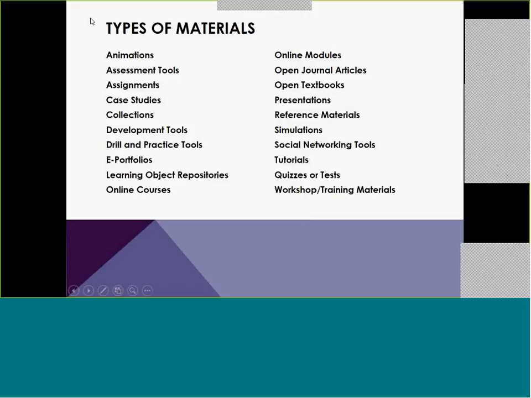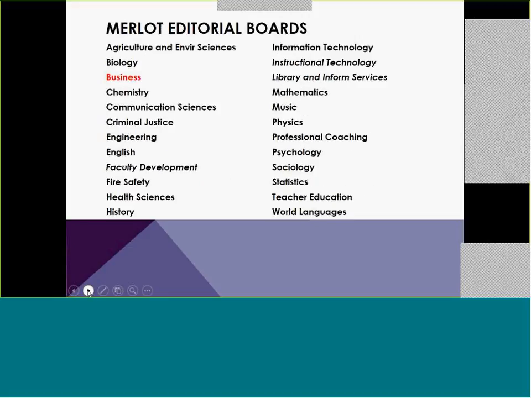When you think about the types of materials in MERLOT, we have 20 different types of materials, and this list has grown over time, but we've got animations, we've got simulations, we've got complete textbooks, we've got online courses that you can look at and either model yours after that course or get ideas for something that you might be doing in your course. A lot of different types of materials, and we have a lot of different disciplines.